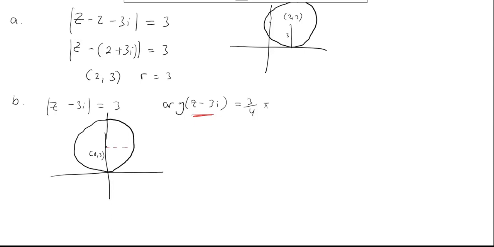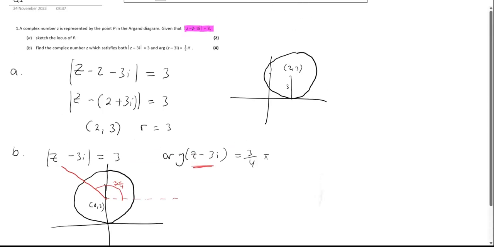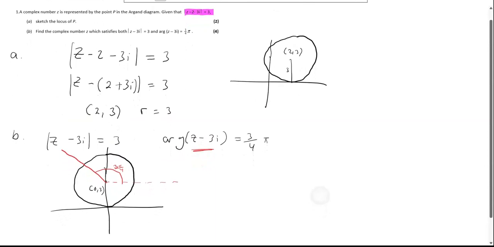So if you draw the initial line there, something parallel to the initial line, now I want an angle of 3/4 pi measured in an anti-clockwise direction starting at the initial line, which is going to give us something a bit like that, where this angle here is 3/4 pi. And in the question, I've been asked to find a complex number that satisfies both of those equations, and that complex number is going to be that point there. Okay, so I need to find that.